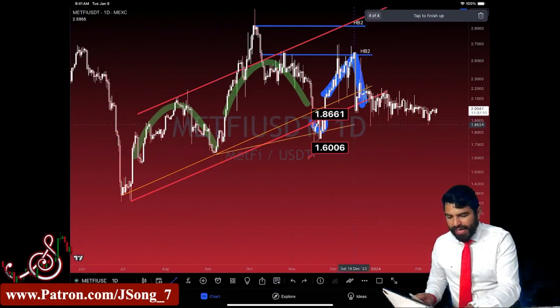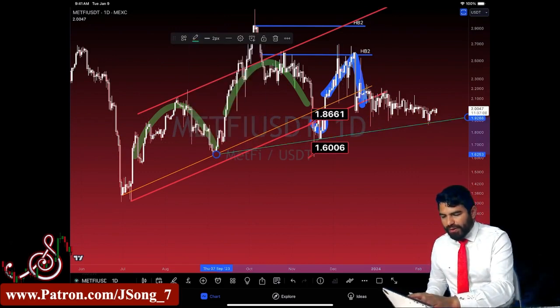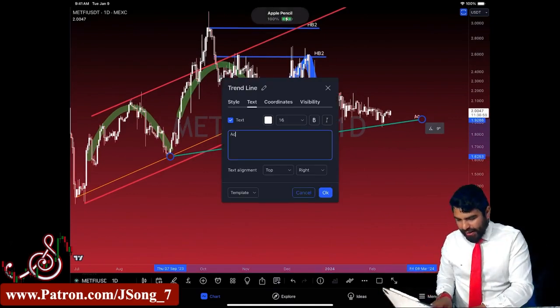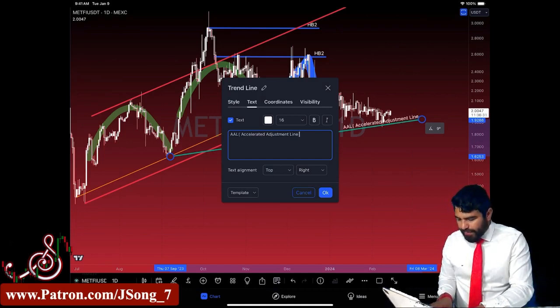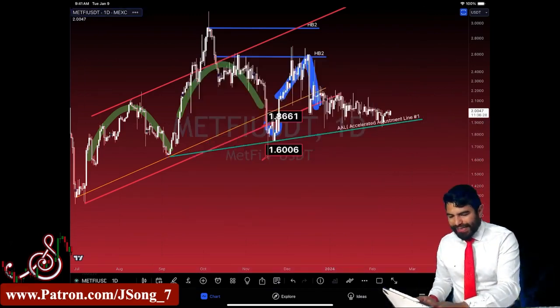So this bottom and this bottom would technically be accelerated adjustment line number one. I used to call them adjustment zones, but now I just call them lines. We can label that AAL, or accelerated adjustment lines. Okay. Adjustment line number one. And what this means is that price is accelerating on the way down.